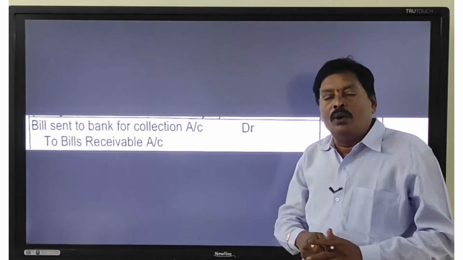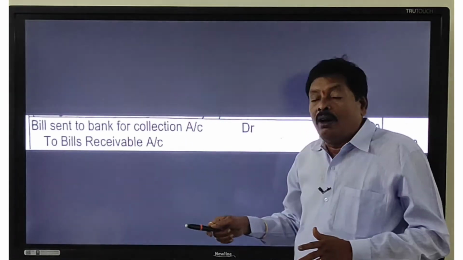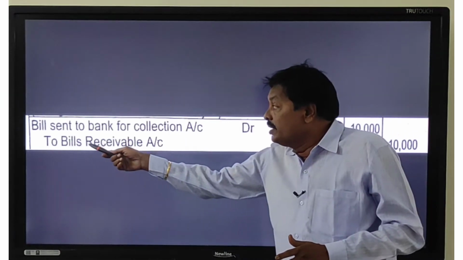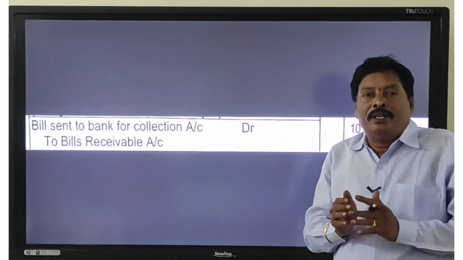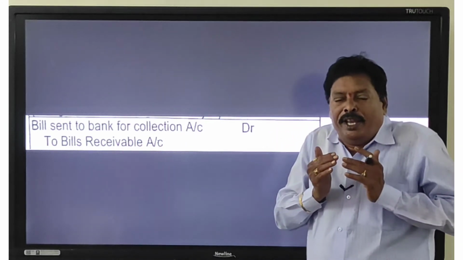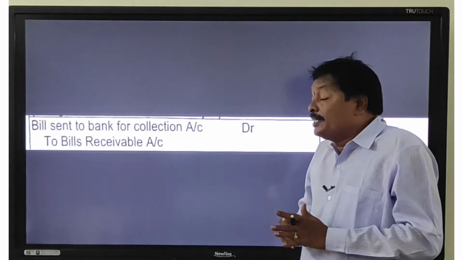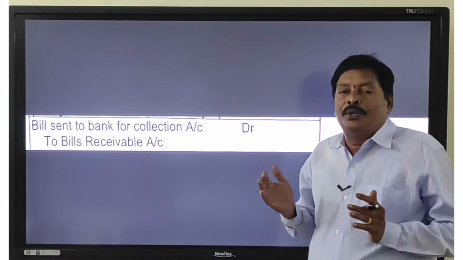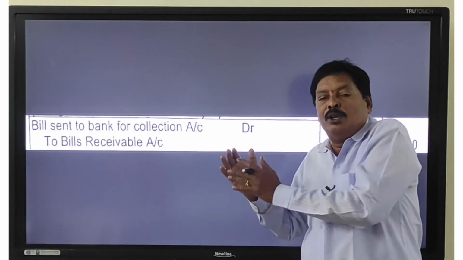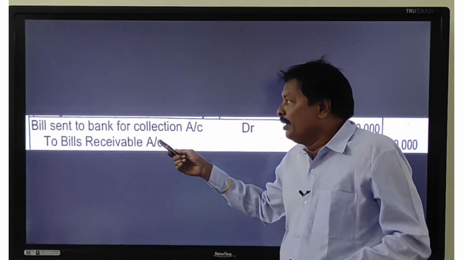As per the real account, credit what goes out. Here, in the books of Anil, the bill is sent to the bank. That means we have given that bills receivable to the bank. As per the real account, credit what goes out. In this transaction, bills receivable goes out from Anil. That's why bills receivable is credited.